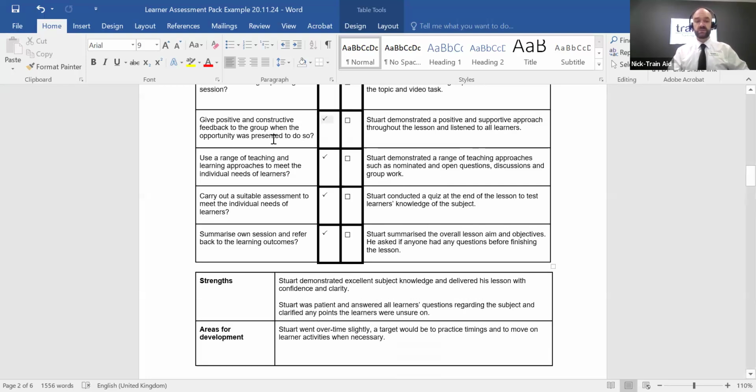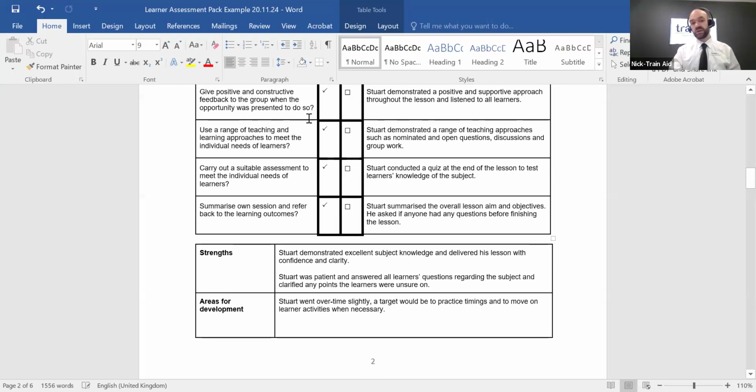The next criteria is, did the learner give positive and constructive feedback to the group when the opportunity was presented to do so? So once again, for this criteria, we're hoping to see that you can be a positive teacher, that you can provide constructive feedback, you can use praise, and give that individual feedback as well. So for this micro teach, Stuart demonstrated a positive, a warm and a supportive approach and listened to all learners. So he demonstrated active listening and gave feedback to all learners' questions there.